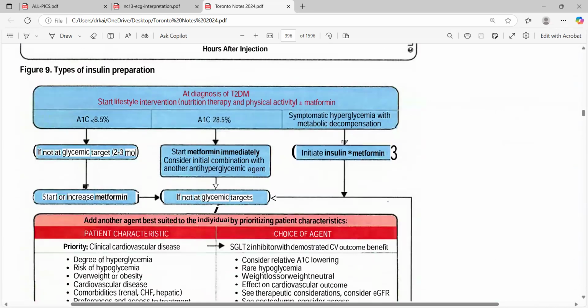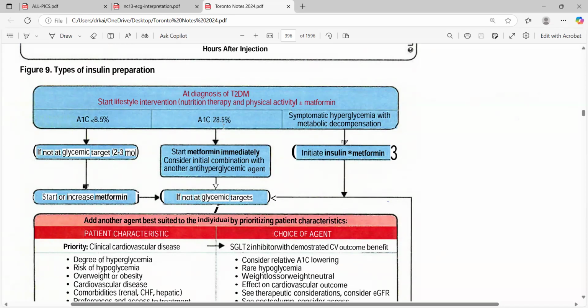So you can see from here, at diagnosis of type 2 diabetes, start lifestyle modification. If the A1C is more than 6, we usually ask them to start the lifestyle modification. And if this is more than 6.5, in those cases, we do plus minus metformin. 6.5 is basically the HbA1c level, okay? A1C is less than 8.5. Now we are considering 8.5 as the threshold. If not at the glycemic target in 2 to 3 months, then start the metformin. It means that it's more than 6.5 but less than 8.5%.